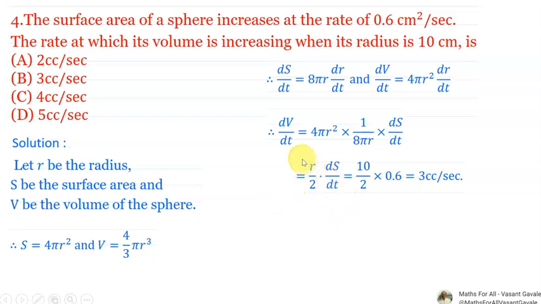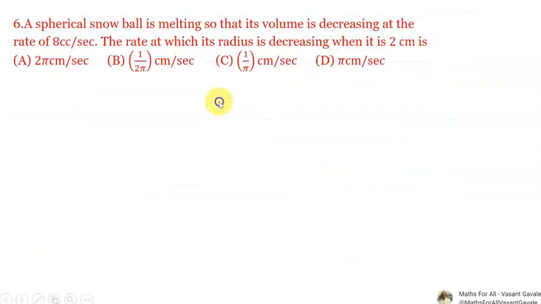Okay, what is the value of r? r is 10, so 10 by 2, dS/dt is 0.6, and hence the answer is 3 cubic centimeter per second. Okay, and hence option B is correct here. Next example.